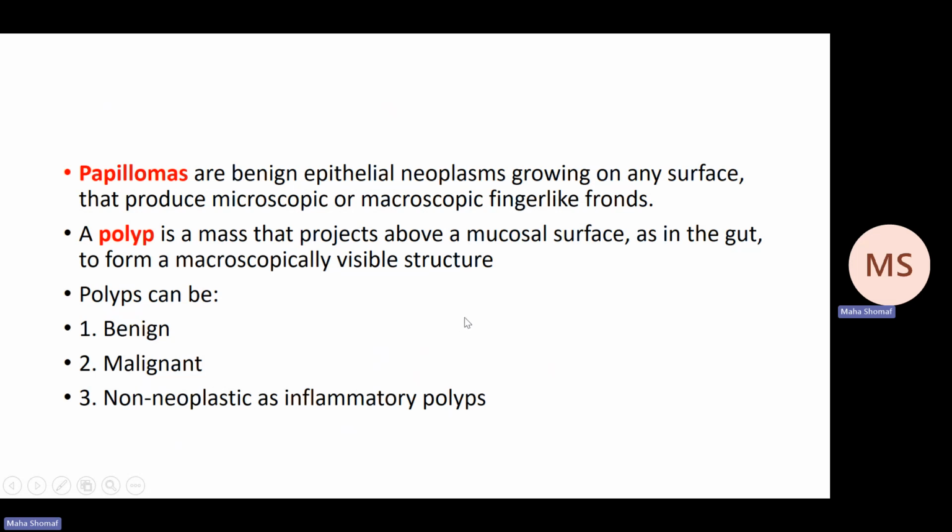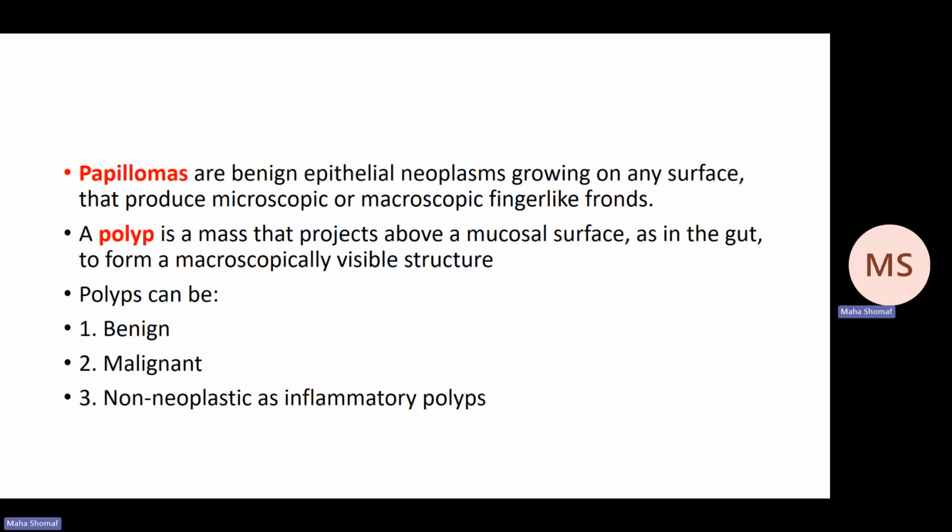Also, papillomas are benign epithelial neoplasms growing on any surface that produce microscopic or macroscopic finger-like projections. Similarly, polyp is another term which is used to describe masses that project over a mucosal surface, as in the bowel mucosa. However, this is a descriptive term, and that's why a polyp can be a benign lesion, or it can be a malignant lesion, and also it can be a totally non-neoplastic lesion such as an inflammatory polyp. So it is a gross description of a mass projecting over the surface.